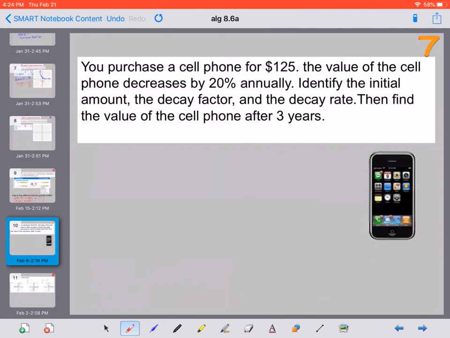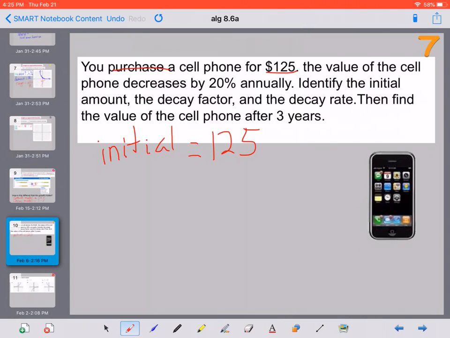Alright, this one says, you purchase a cell phone for $125. The value of the cell phone decreases by 20% annually. Identify the initial amount, the decay factor, and the decay rate. Then find the value of the cell phone after 3 years. Well, let's start with the initial amount. The initial amount is the first amount, what you start with. This one says you purchase a cell phone for $125, so the initial amount has to be $125.